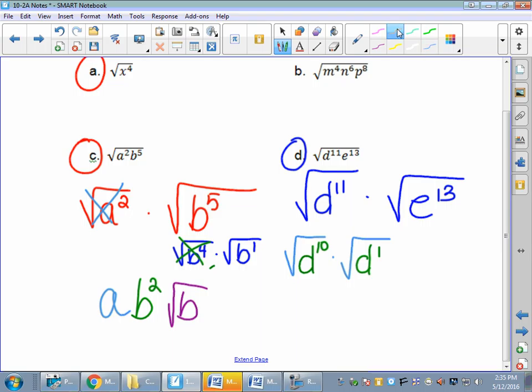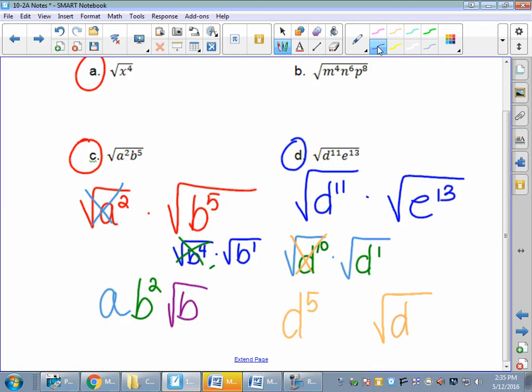So what's the square root of D to the 10th? What times itself will give you D to the 10th power? That'd be a D to the 5, right? Can we do anything with this square root of D to the 1st? Just like that last problem, the B, we're going to have to leave that sitting underneath the square root all by itself.